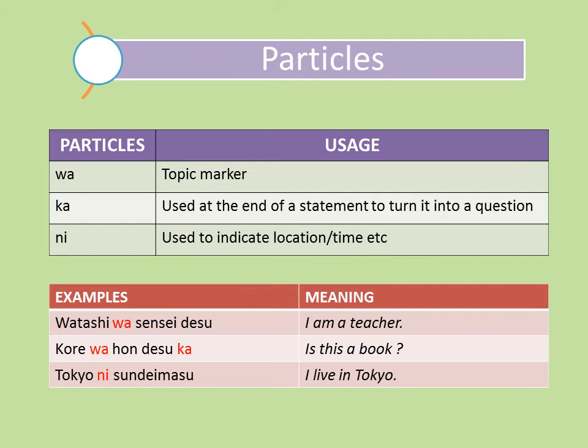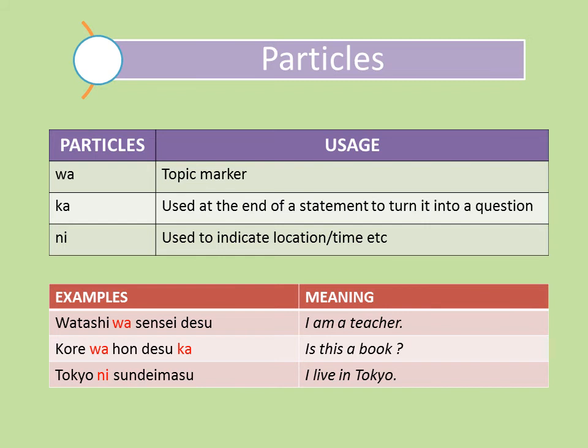Next we have the example for the particle ni. It is Tokyo ni sunde imasu. Means I live in Tokyo. So ni is indicating that it is talking about a location in this context, which is Tokyo, and sunde imasu means to live. So the meaning of the sentence becomes I live in Tokyo.